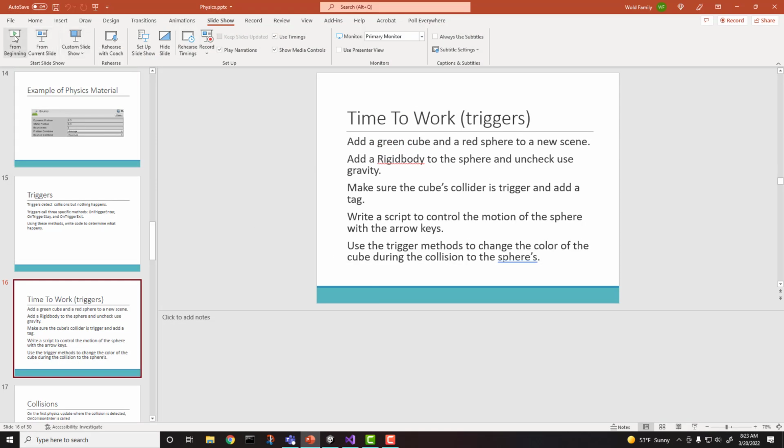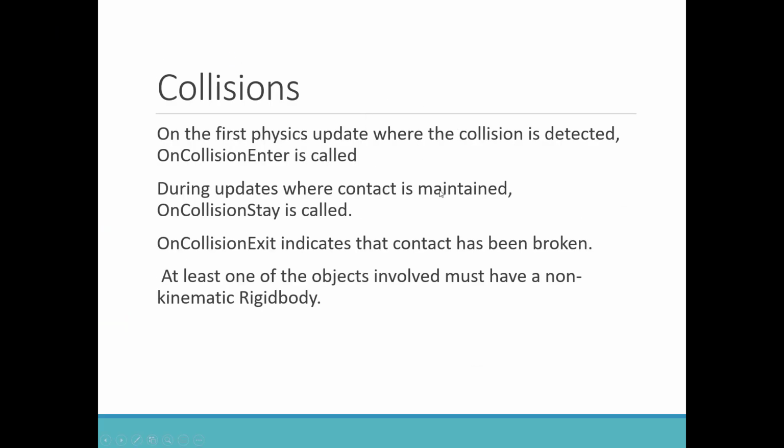Alright, let's go back to the PowerPoint. I can skip that. So with the collisions there, on the first physics update where the collision is detected, OnCollisionEnter is called. Then where contact is maintained, it's OnCollisionStay, and exit is when the contact has been broken. One of the objects has to have a rigid body, like my player did, and it cannot be kinematic. So it's non-kinematic and it has to be a rigid body. The other one can just be a plain static collider, that's fine.